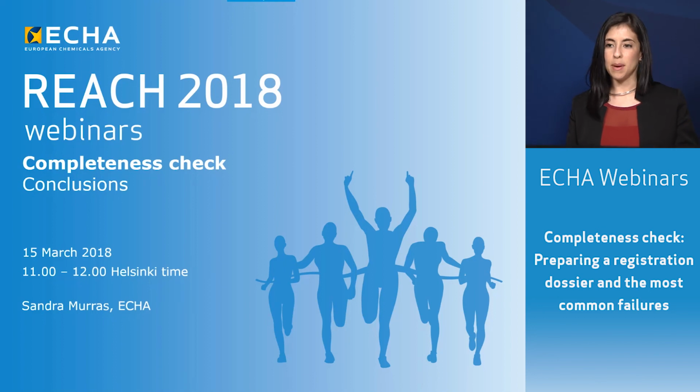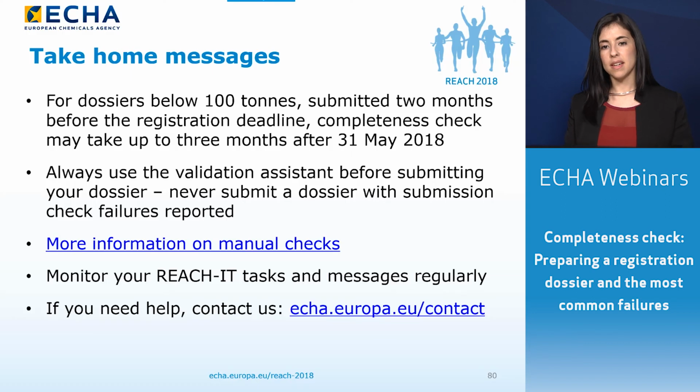And now to conclude today's webinar, I will leave you with some final take-home messages. The technical completeness check, including the manual checks performed by our staff, is in general performed on each dossier within 3 weeks of its submission date. However, for dossiers submitted in the course of the 2-month period immediately before the registration deadline, the completeness check may take up to 3 months after the deadline. So registrants who wish to have the outcome of the completeness check in advance of the 2018 registration deadline may want to take into account these timelines.